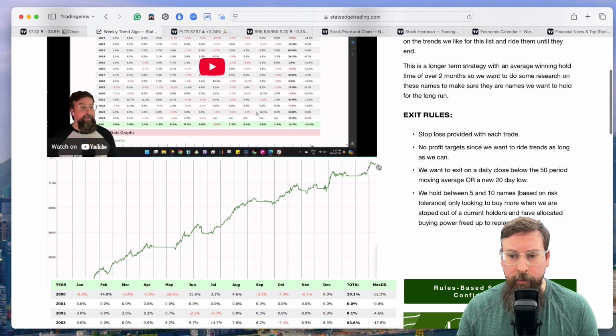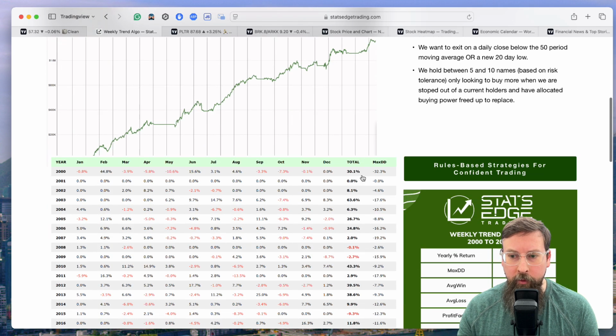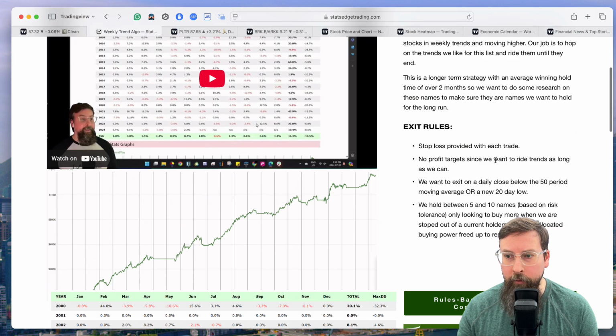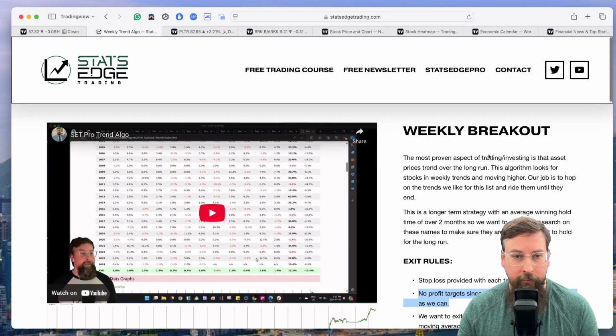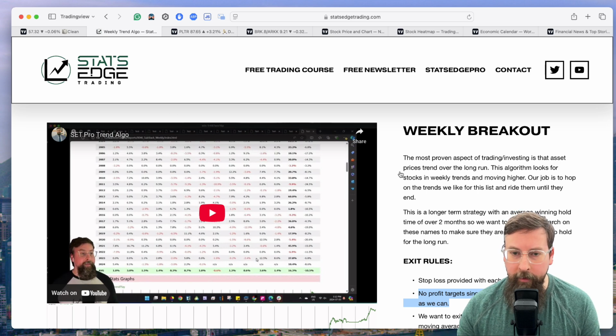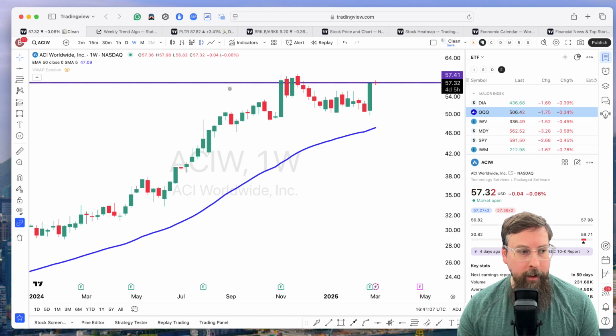So this is the equity curve. You can see the return year over year. These are all the yearly returns going back 25 years. All of the rules behind it here. Again, this is all on statsedgetrading.com if you want to check that out. It's all there for you guys to read completely for free and a little video explaining the algorithm. But a couple things to note.